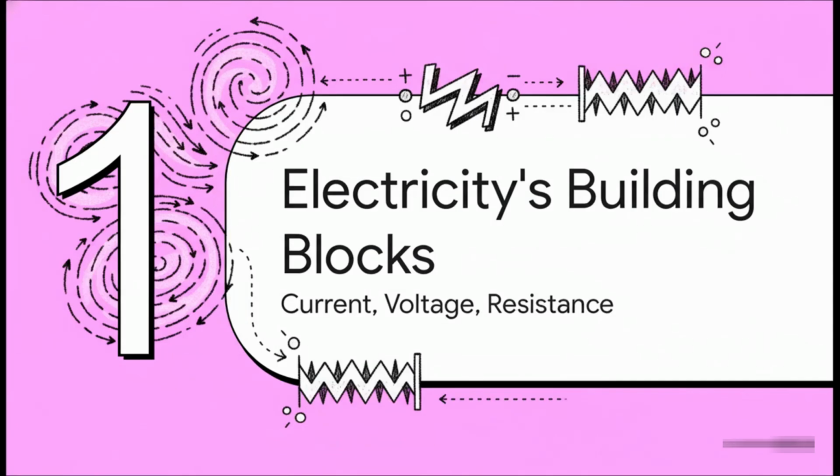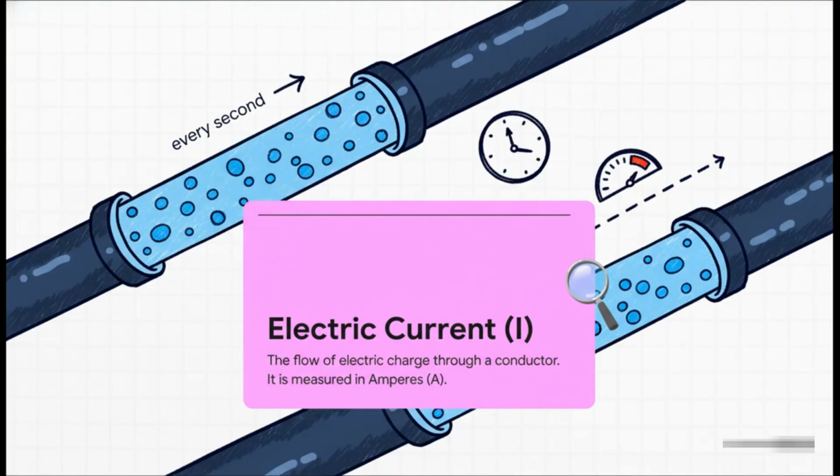All right, so to really get a handle on how circuits work, we need to meet the three main characters in this whole story. These are the fundamental building blocks of pretty much everything in electricity. First up, we've got electric current, which we call I. This is simply the flow of charge, and we measure it in amperes, or amps for short.